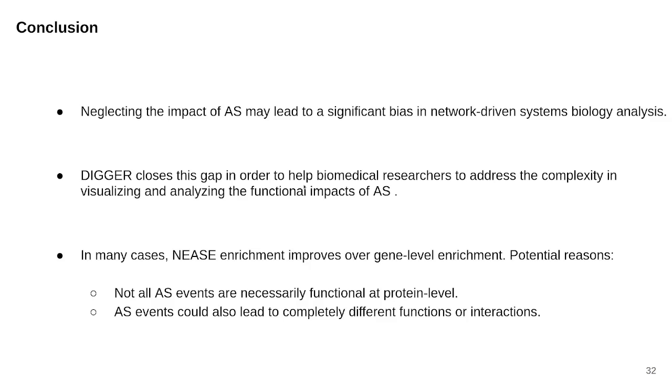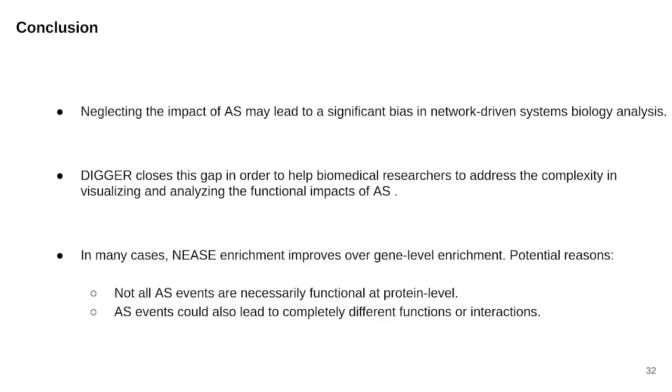So, a conclusion. Hopefully I convinced you that neglecting the impact of AS may lead to a significant bias in your network analysis. You should definitely consider that different isoforms are not necessarily the same or interacting the same. So DIGGER tried to close this gap by providing visualization and analysis at different levels of the impact of alternative splicing. And using our Python package, we also showed that in a lot of cases, we improve over gene level enrichment for the exact task of alternative splicing.